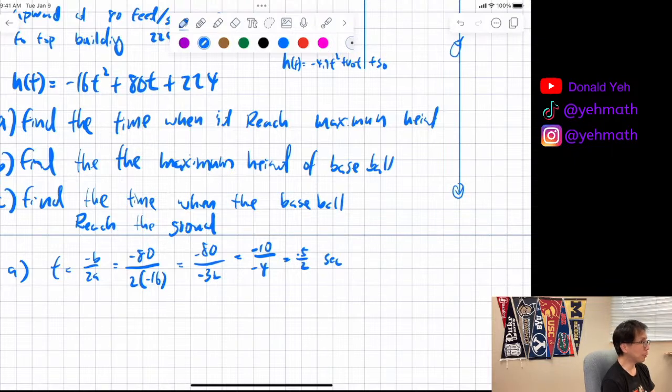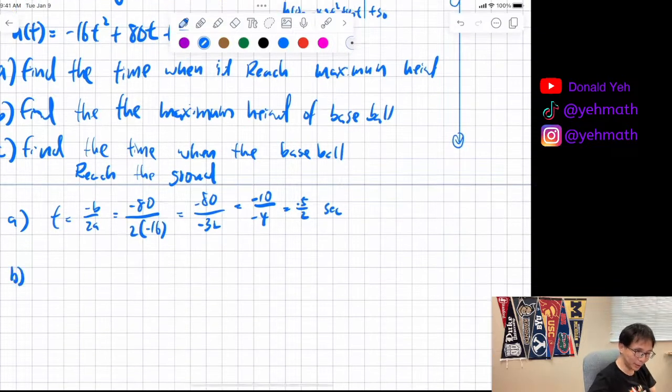I can throw at 54 miles per hour, roughly 80 feet per second. I throw it upward, I toss as hard as I can. And for part B, I say find the maximum height of the baseball. How do I find the maximum height?